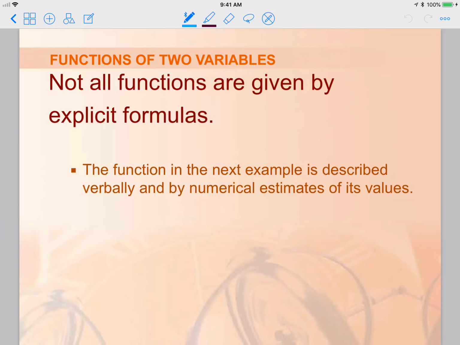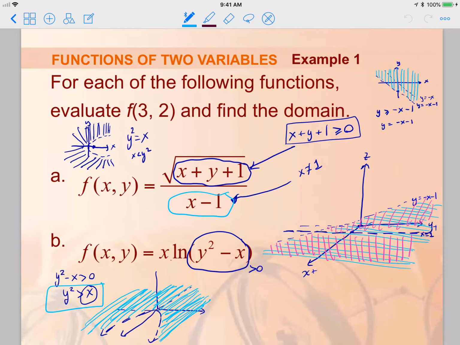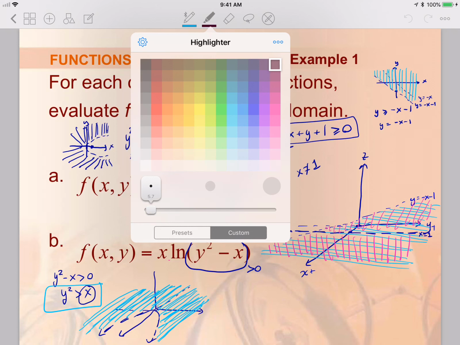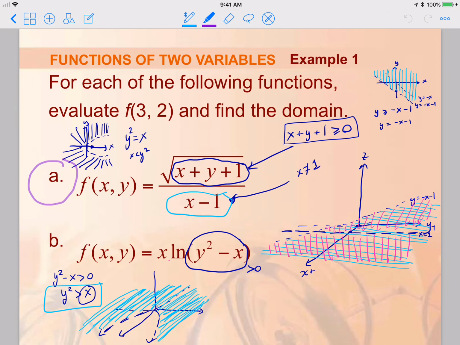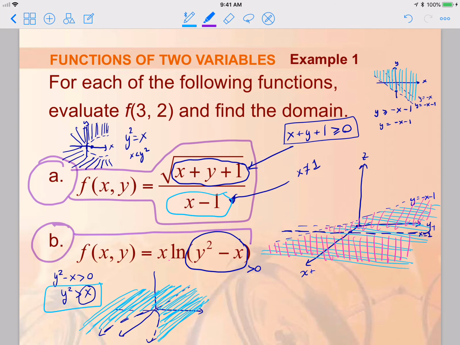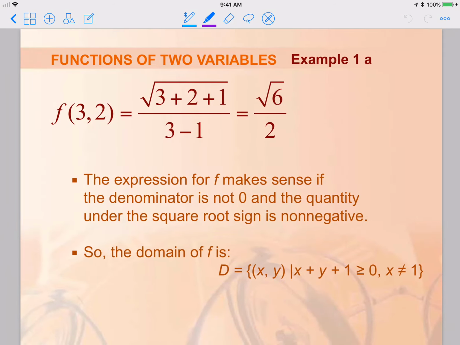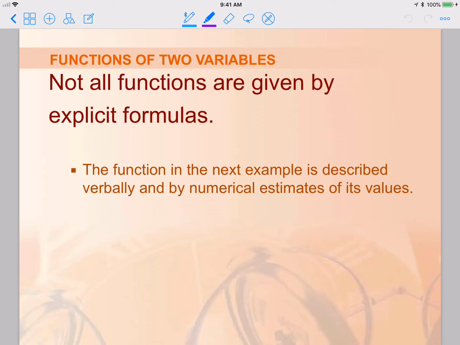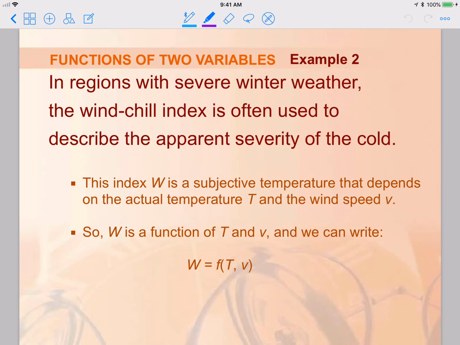Okay, so the two examples that we had here, A and B, were cases of functions of two variables where we actually had a specific formula, right? So we had a formula, and we could actually plug in numbers and work with the algebraic formula. However, not all functions are given by explicit formulas. So let's go through some examples of functions that are described verbally and by numerical estimates, which means you have a chart, a table. Okay, so here's an example.